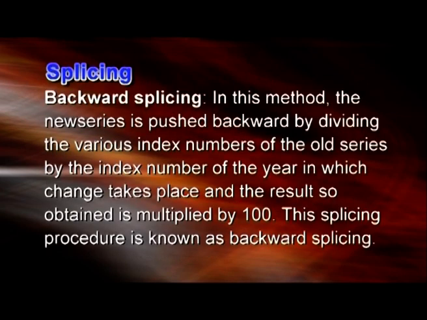Backward splicing. In this method, the new series is pushed backward by dividing the various index numbers of the old series by the index number of the year in which the change takes place, and the result so obtained is multiplied by 100. This splicing procedure is known as backward splicing.